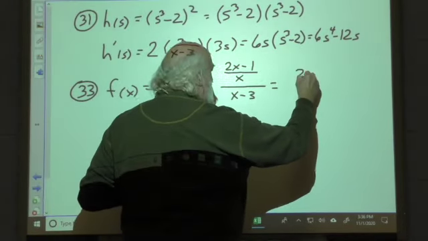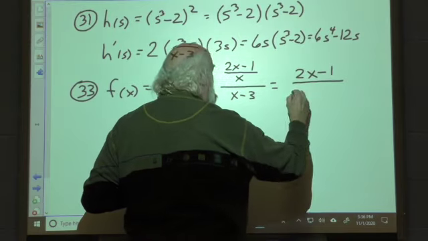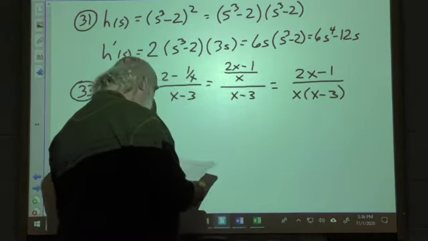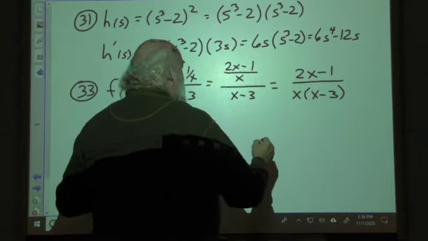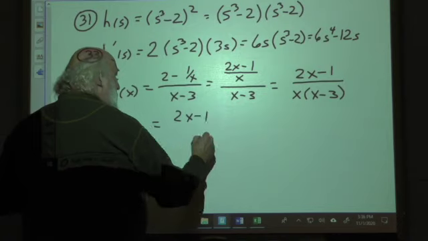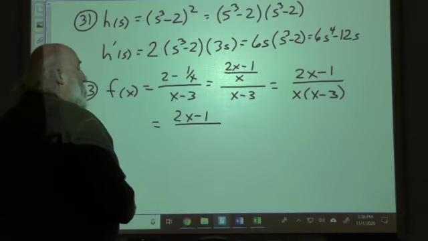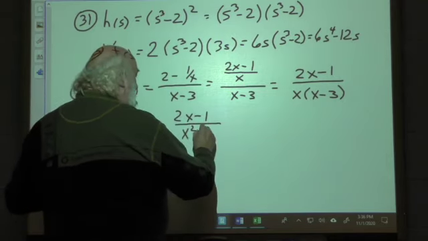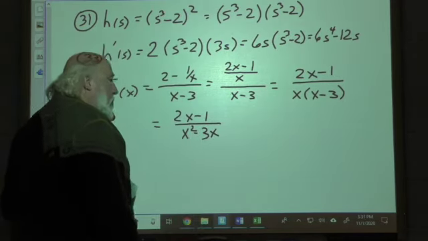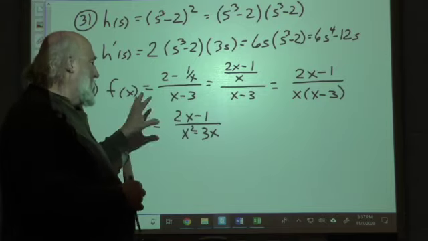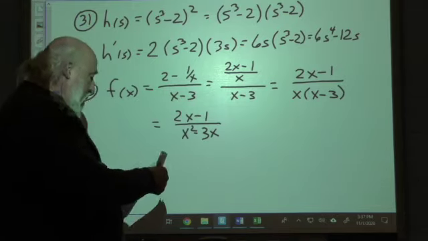So this becomes 2x minus 1 over x times x minus 3. And then we resolve that, and that's going to be equal to 2x minus 1 over x squared minus 3x. I'll let you do the rest on that, if you want to do that. But this is how this starts. Then you just go through the same process as before.